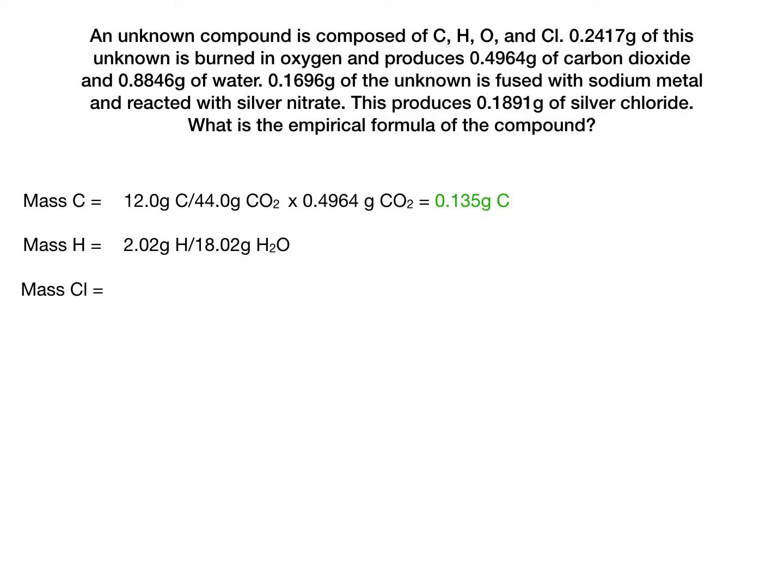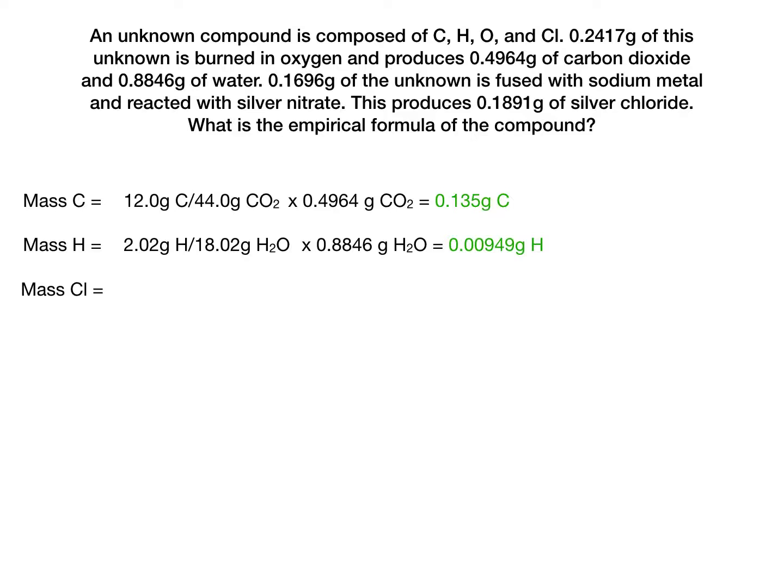Repeat this for the hydrogen using the water instead of the carbon dioxide. An 18.02 gram sample of water, again the amount in 1 mole, will always contain 2.02 grams of hydrogen. Multiply this by the grams of water produced to get the mass of hydrogen in the unknown.